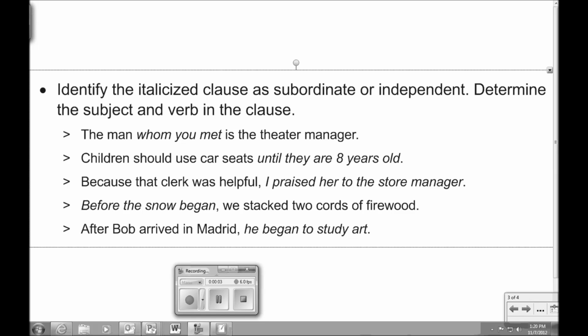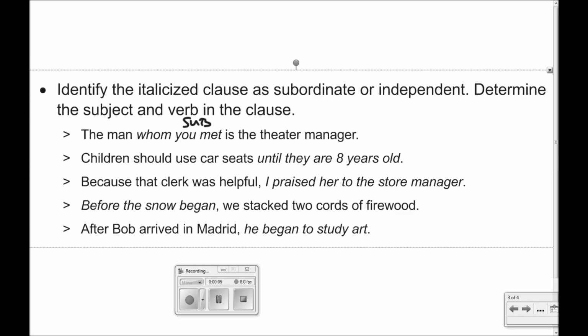Whom you met is subordinate. Your subordinate conjunction was whom, your subject was you, and your verb was met. For number 2, until they are 8 years old is also subordinate. Until is your conjunction, they is the subject, and are is the verb. In number 3, I praised her to the store manager is independent. I is the subject, praised is the verb.